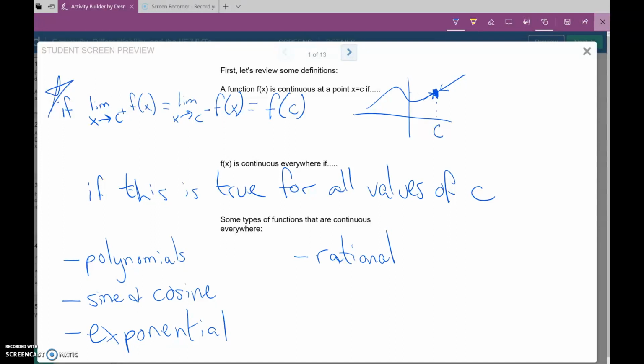holes and vertical asymptotes. Things like a square root function or a log function, those are continuous everywhere where they're defined. So a square root or any even root function is not defined when the input is less than 0. And a log function is not defined when x is less than 0. You can't take the log of a negative number. But as long as x is positive, then it's continuous everywhere. Okay.